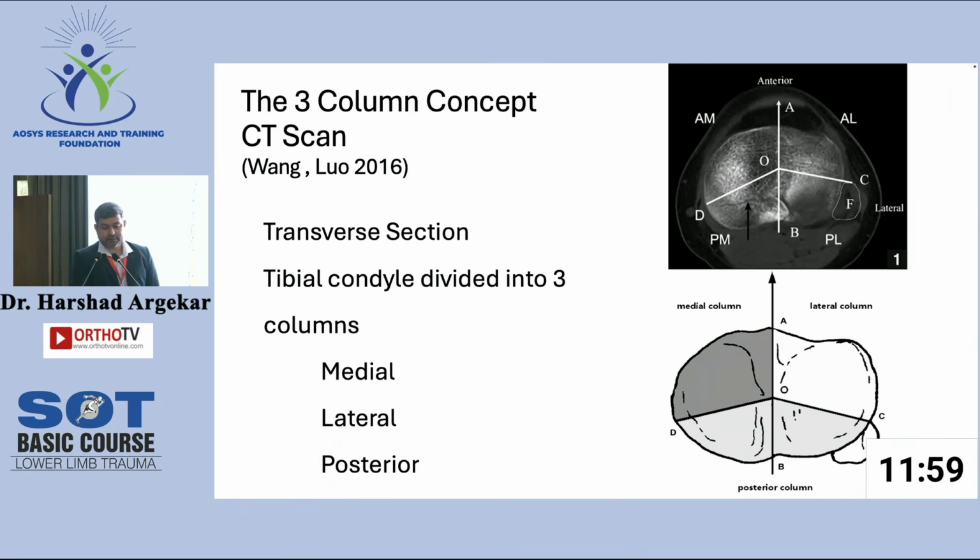Then this concept of three columns came. Grossly you have a medial, lateral and posterior division. In the posterior you also have posteromedial and posterolateral. This can be seen in a transverse section of a CT scan. Now you are using the CT scan more often, but initially you see the X-ray and assess it, and wherever required, and the majority of the time you require it, you can get the CT, classify, and plan accordingly.